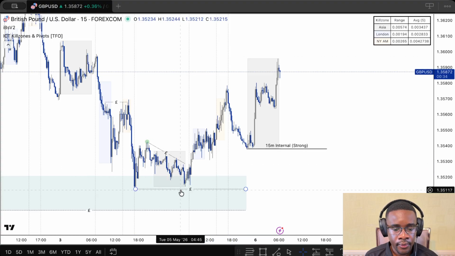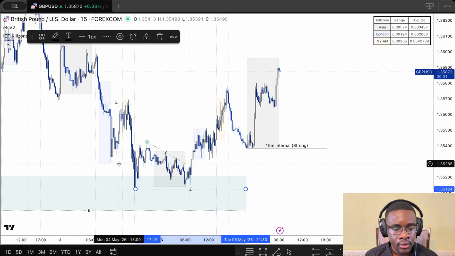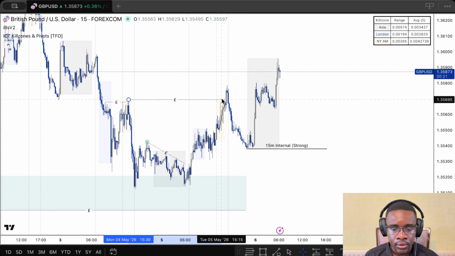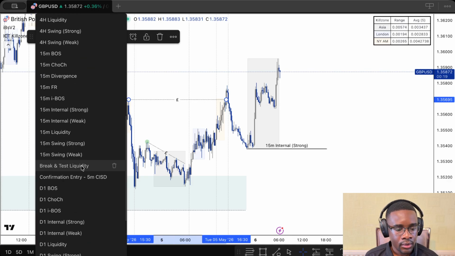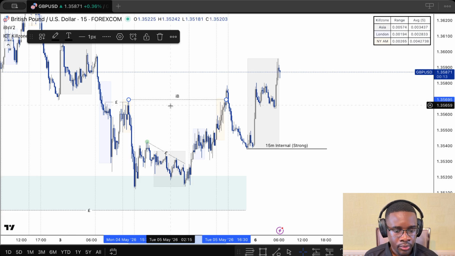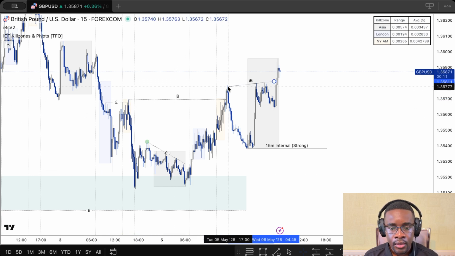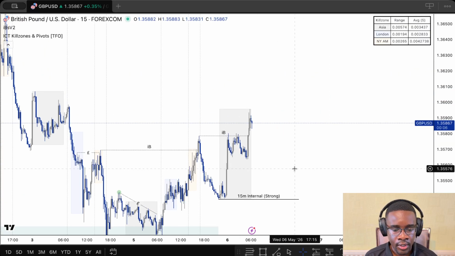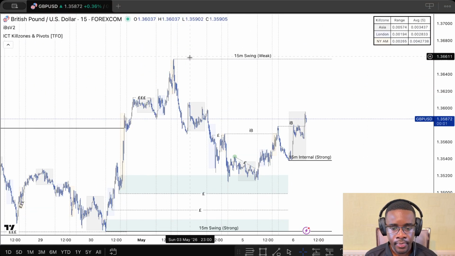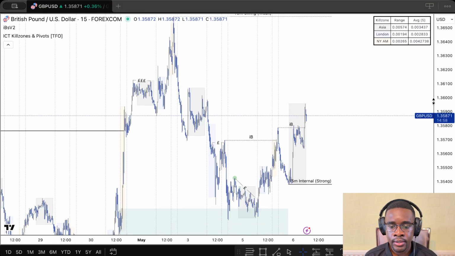Alright, so let me remove that. And then this was our last internal break, and then we had a break of structure right there that did not respect. So 15 internal break, and then this one at the top, internal break. So this is our current range. So now we have our 15-minute swing and our internal both aligned.